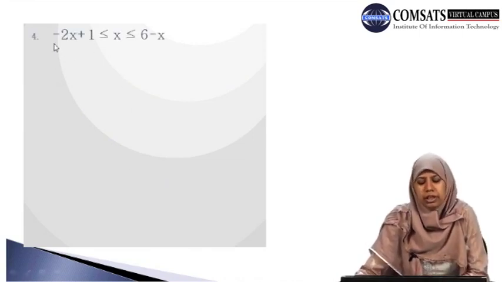Next example, we have our double inequality here, that is minus 2x plus 1 is less than or equal to x is less than or equal to 6 minus x.